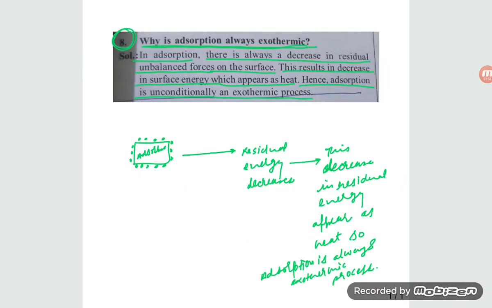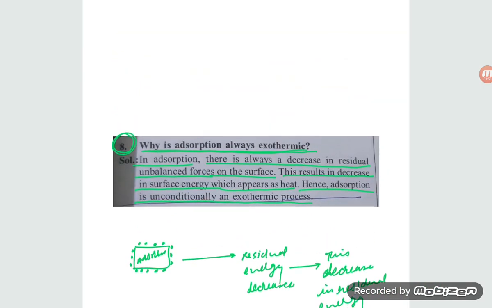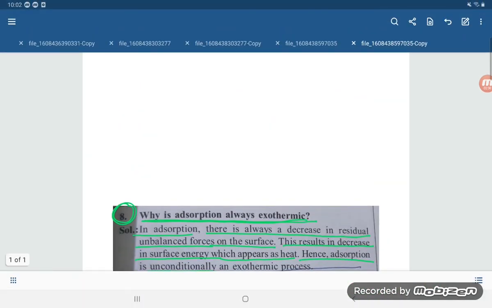So why is it an exothermic process, students? It's very simple. Because of the decrease in residual force or residual energy.